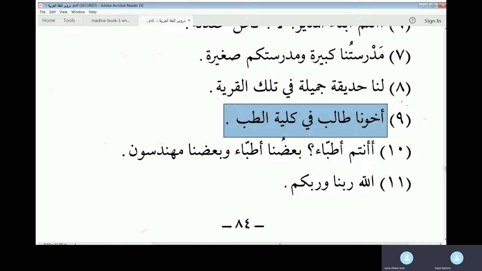Akhuna is not my brothers. My brother means akhi, and this is akhuna. This is a different word. Noon alif na means our. Okay. Akh means brother and na means our, akhuna, our brother. Our brother is talibun, student, fi kulliyati tibbi, in the faculty of medicine.